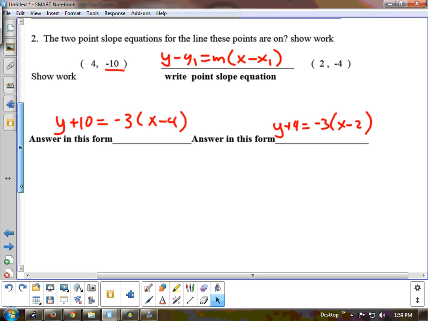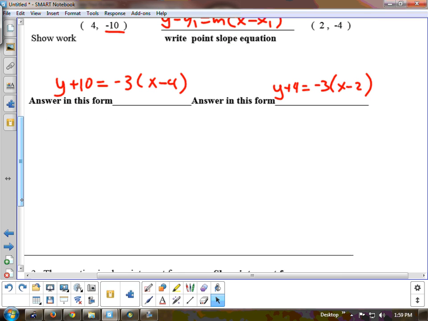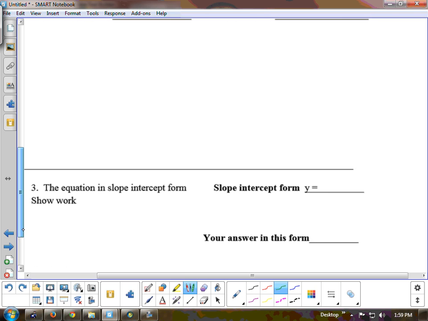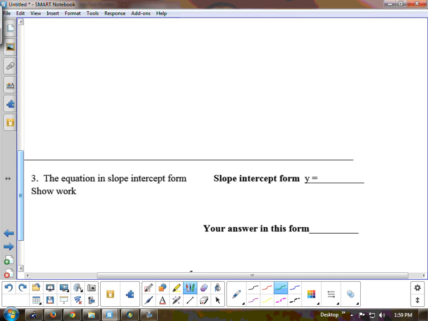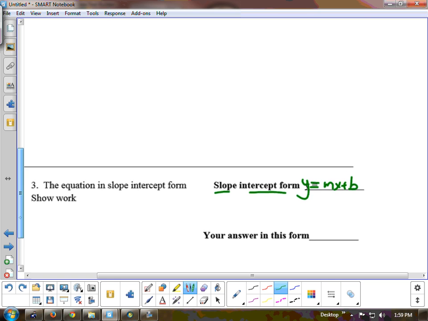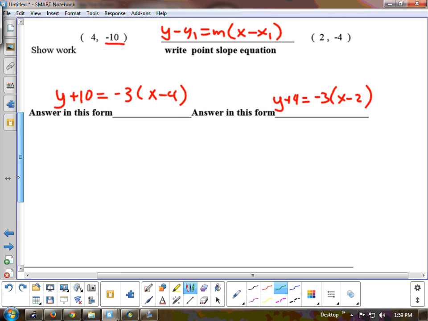Now it says transform. I'll give you the space here. We're going to do the y equals mx plus b form, or the slope-intercept form. That's y equals mx plus b in slope-intercept form. But we have to do some work here. It says show work here, but let's show the work up here.